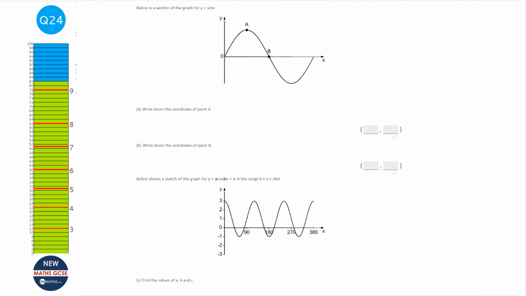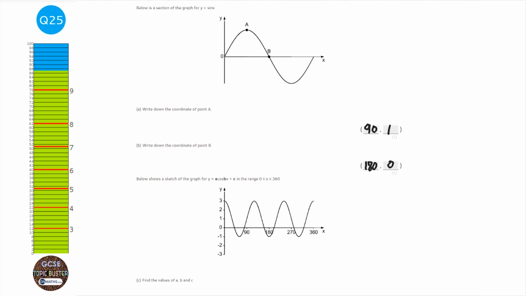Okay, so this question relies on your knowledge of sine and cos waves. The first one is just a basic sine wave, and you should know that sine and cos work in units of 90. So point A is 90 on the x-axis, and point B is 180 on the x-axis. Now at point A, sine goes up to 1, and point B is at 0. That's a nice easy one.